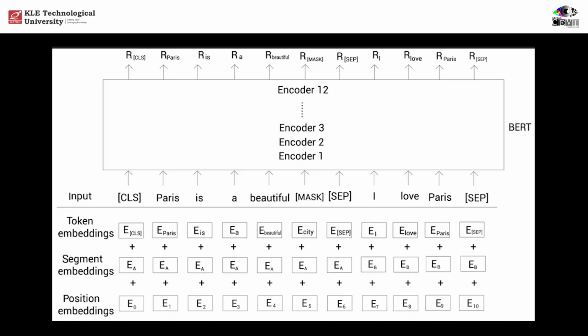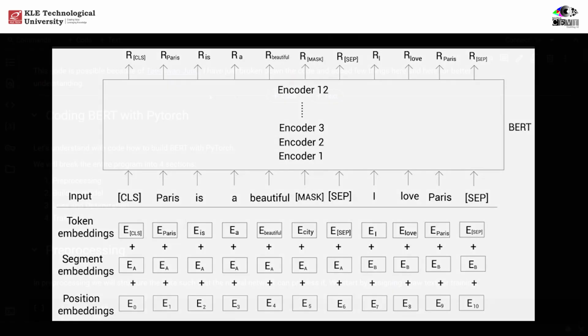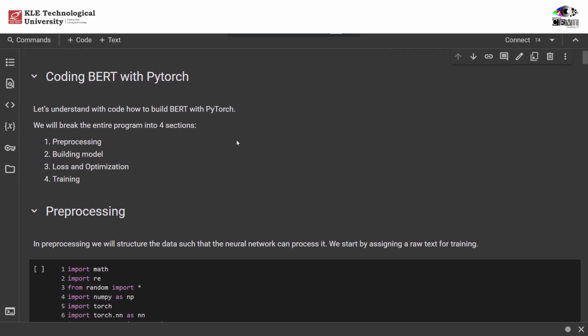BERT can also be used for feature extraction because of the properties we discussed previously, and you can feed these extractions to your existing model. Let's understand with code how to build BERT with PyTorch. We will break the entire program into 4 sections: 1. Pre-processing, 2. Building the model, 3. Loss and optimization, and 4. Training.